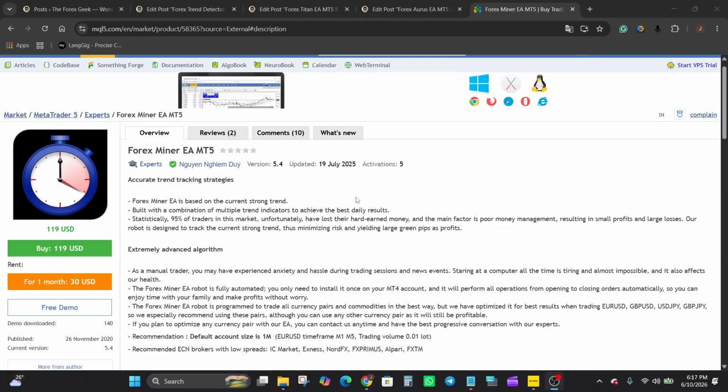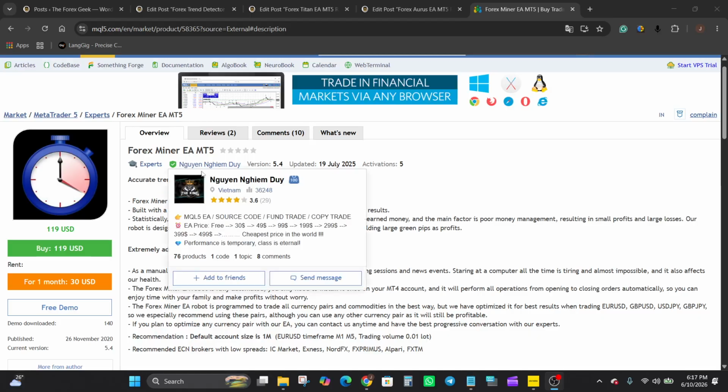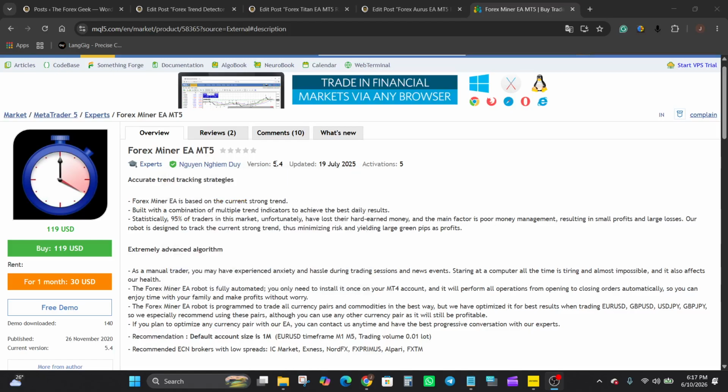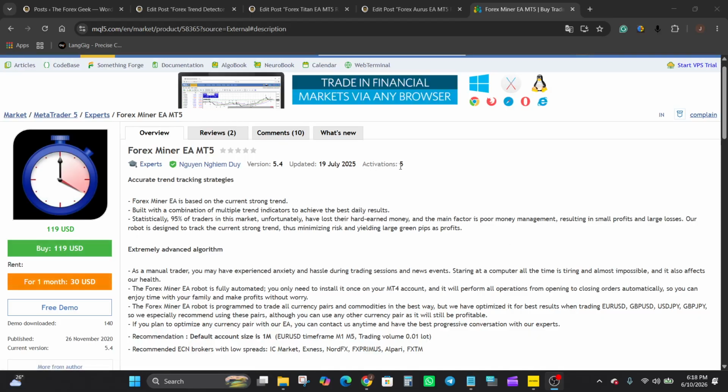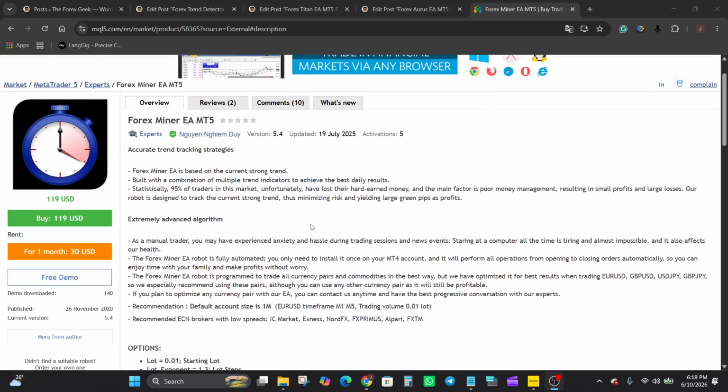Right now, I'm on the MQL5 Marketplace page for Forex Miner EA. I can see this is developed by Nguyen Doi, and it is currently version 5.4 with the latest update on the 19th of July 2025. It is priced at 119 US dollars, or you can rent it for 30 US dollars per month with 5 activations available. From the overview, this EA is designed around what it calls accurate trend tracking strategies.